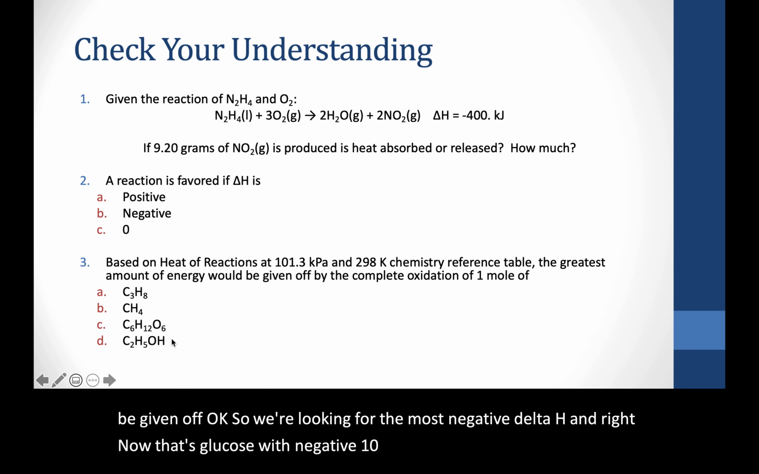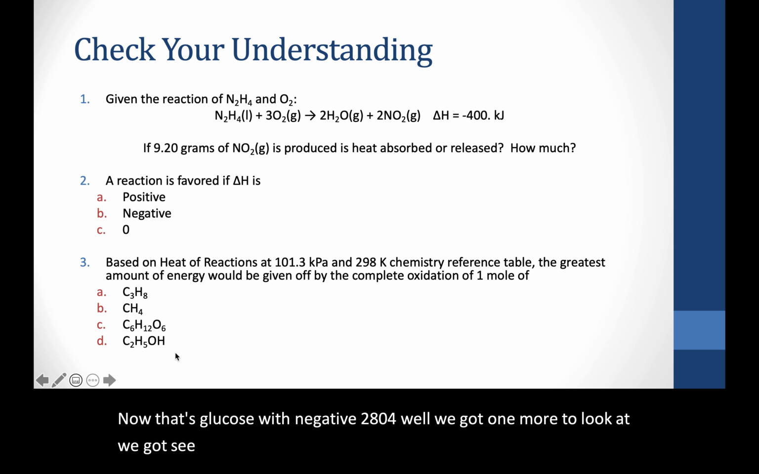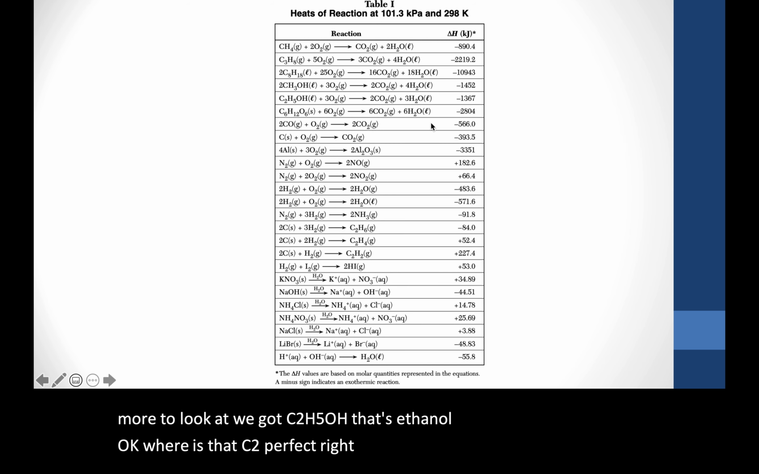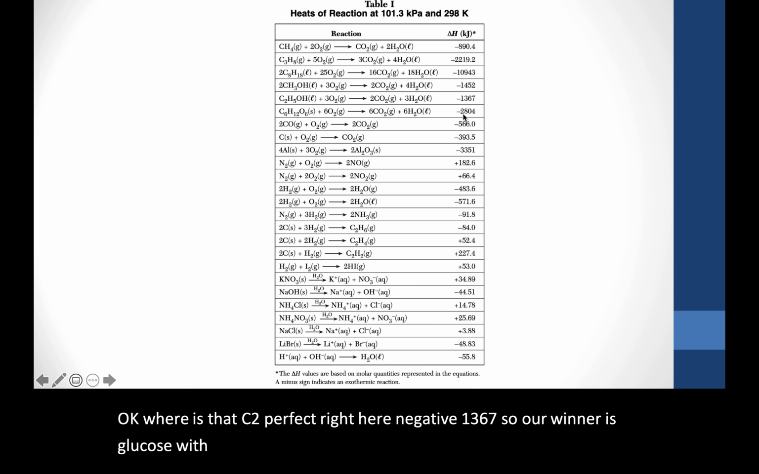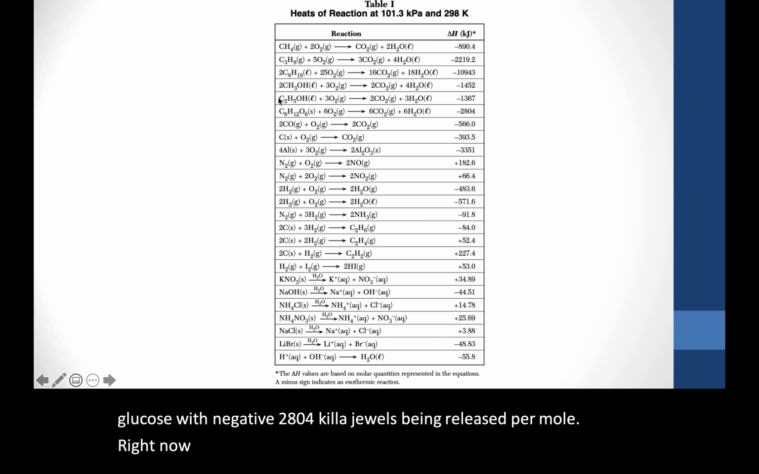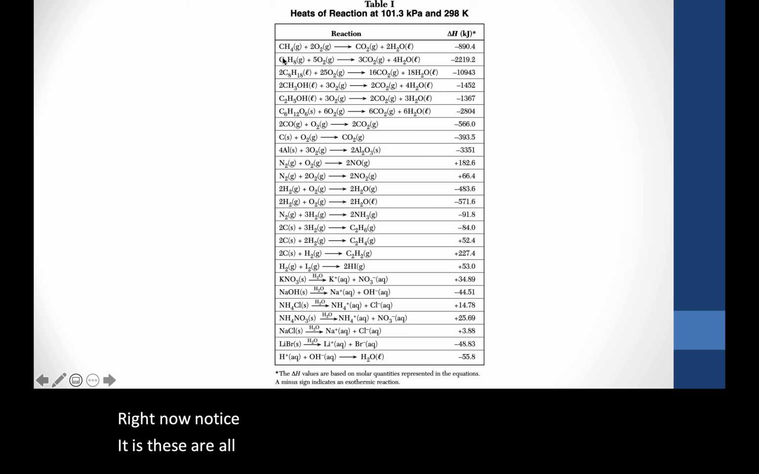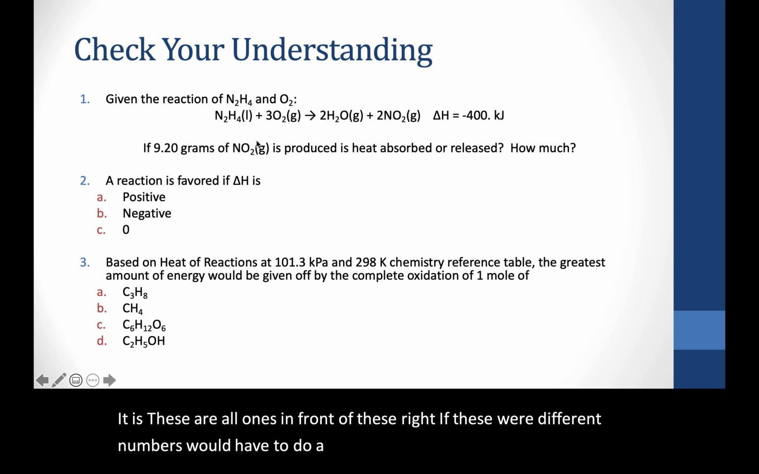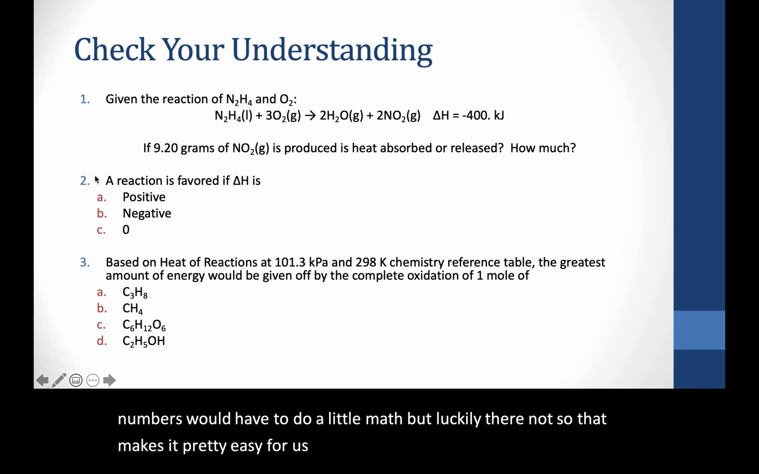Well, we got one more to look at. We got C2H5OH. That's ethanol. Okay, where's that? C2, oh, perfect, right here. Negative 1367. So our winner is glucose with negative 2,804 kilojoules being released per mole, right? Now notice, these are all ones in front of these. If these were different numbers, we'd have to do a little math, but luckily they're not, so that makes it pretty easy for us. Okay, so the answer for 2 is B, and the answer for 3 is C.